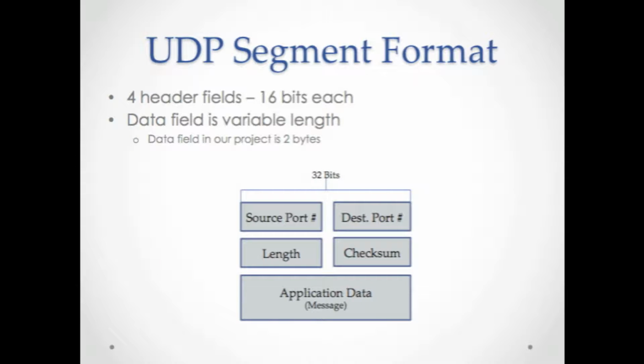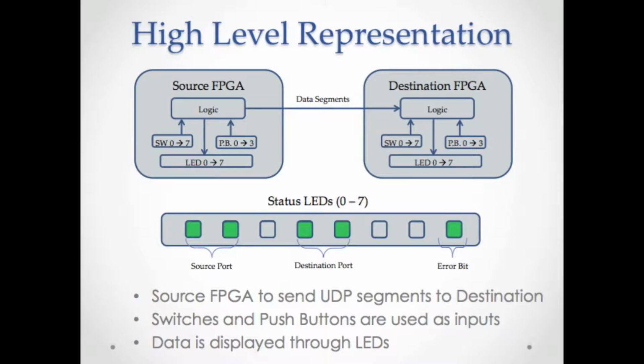The UDP segment format has four basic header fields, which are 16 bits each. This includes a source port number, destination port number, length, checksum, and data. The data field can be of variable length, but for our project we decided to keep this at a fixed 16 bits.